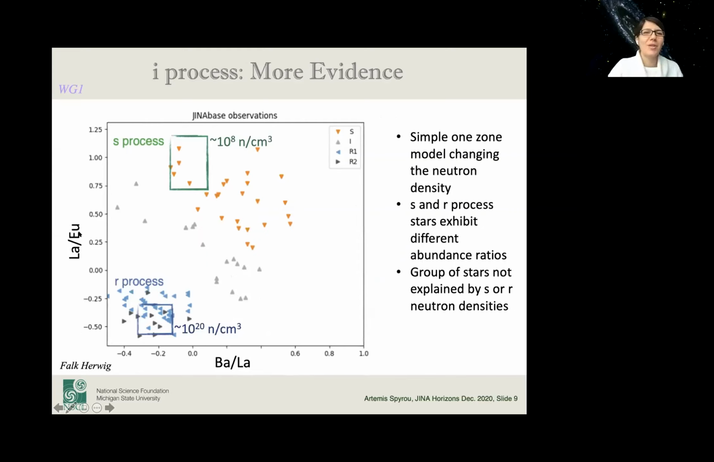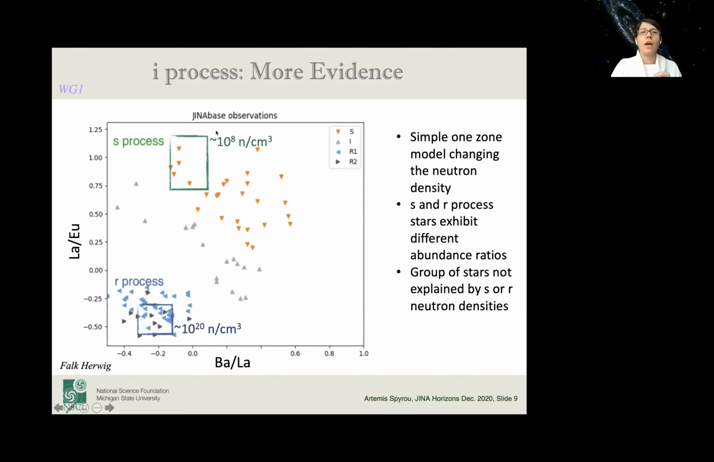So this is lanthanum over europium versus barium over lanthanum. So these are just classic heavy elements, and these are many different stars. The different color code is what was identified in this particular library, the JINA base, as, oh, this is an s star, this is an r star, and so on. So what Falk and his team did here was to have a very simple, naive model where they have the neutron density and they just vary the neutron density and see what kind of abundances that would give you.